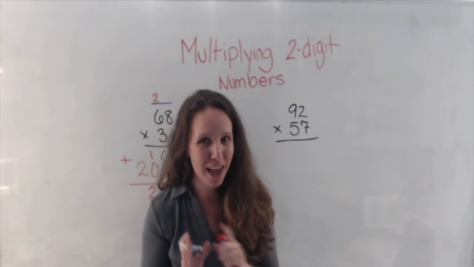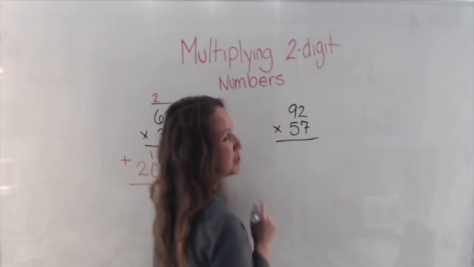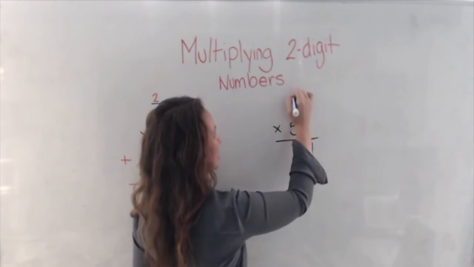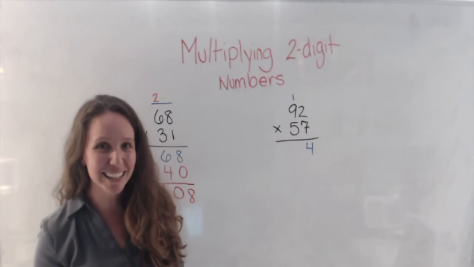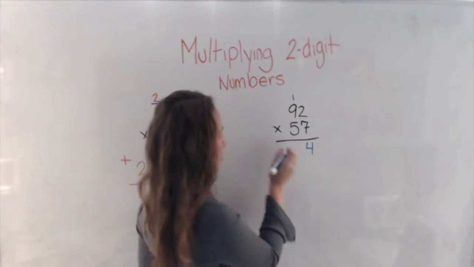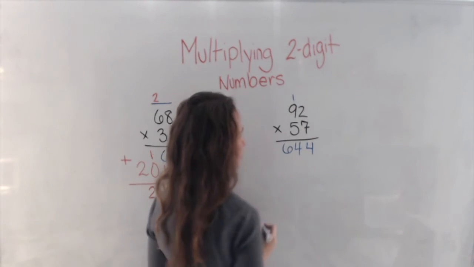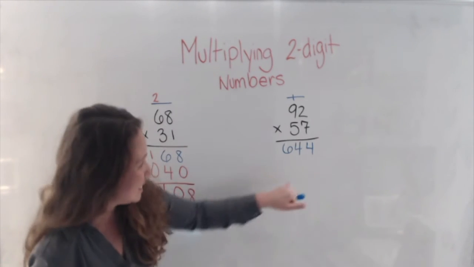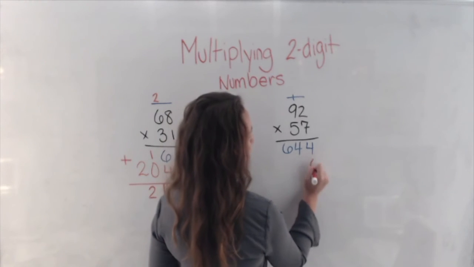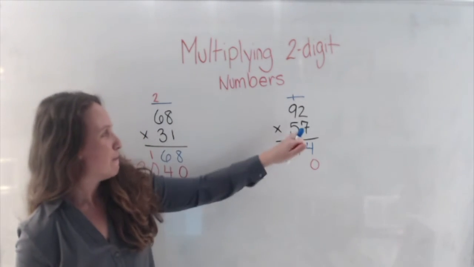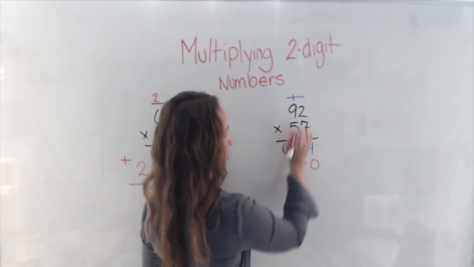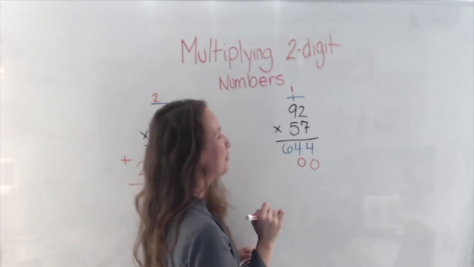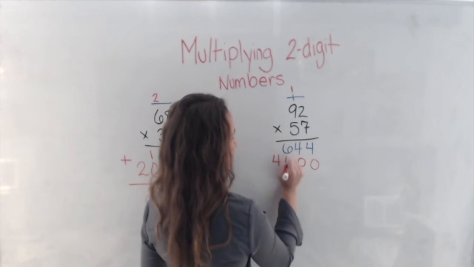We start with our ones. So 7 times 2 is 14. And instead of my 1 going there, it's going up to the top. 7 times 9 is 63. 63 and 1 more makes 64. I'm done with my ones. Now, let's go to my tens. I need to say I'm in my tens, so I need my placeholder 0. 5 times 2 is 10. 5 times 9 is 45. Plus 1 more makes 46.